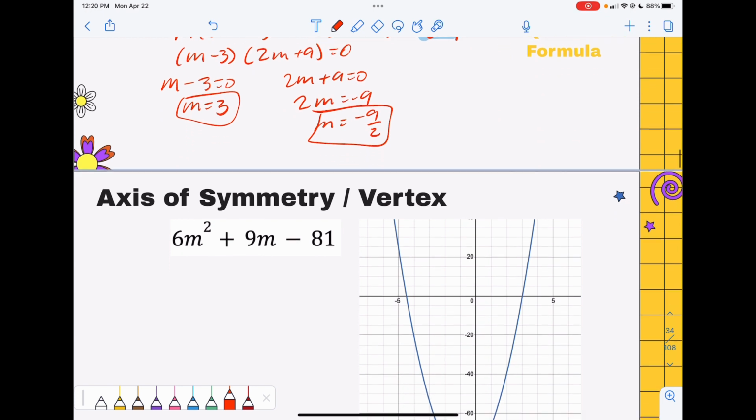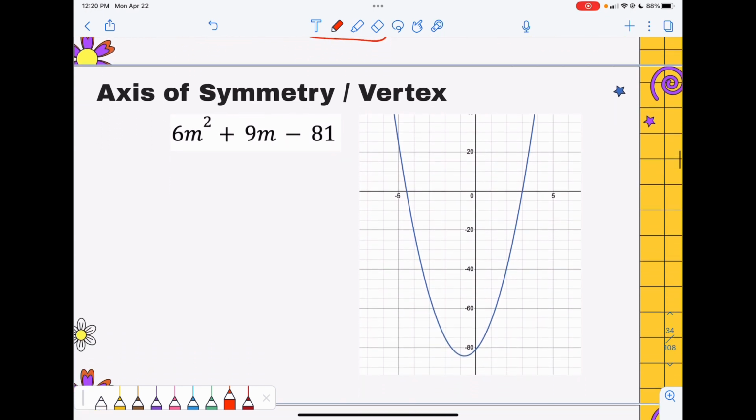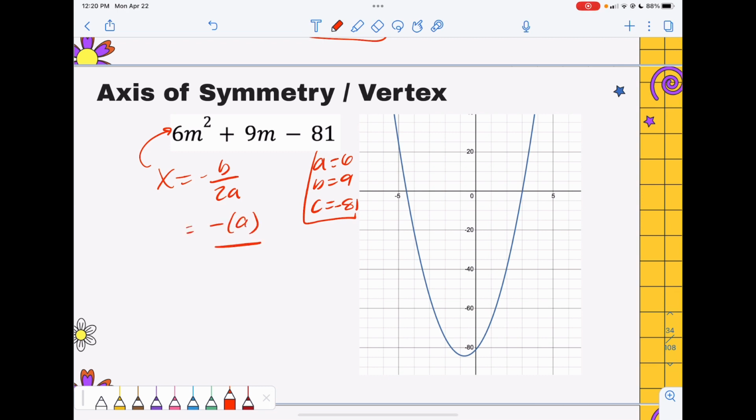If we wanted to find the axis of symmetry or vertex, we could use x equals negative b over 2a. Remember, we can use the original or the factored version for the axis, but the vertex you are going to substitute into the original once you get that x value. So a is equal to 6, b is equal to 9, and c is equal to negative 81. So this is equal to negative 9 over 2 times 6, so negative 9 over 12.